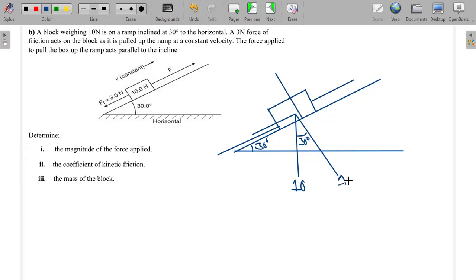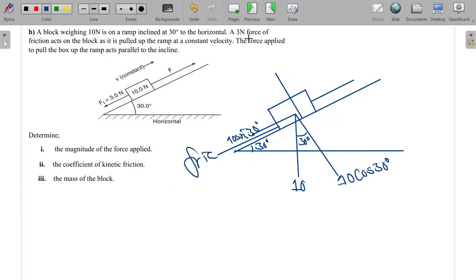Since this component is adjacent to the 30, it's going to be 10 cos 30 degrees. And here we're going to have 10 sine 30 degrees. Then we have friction. In fact, this is the 10 sine 30 up here. The one down is friction, since friction is on the surface. So say we have our friction here.